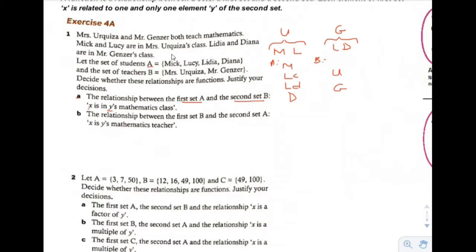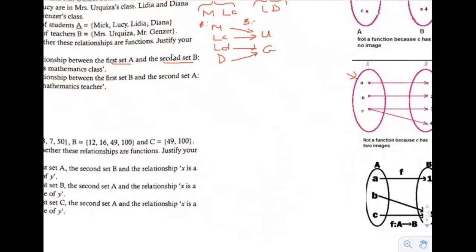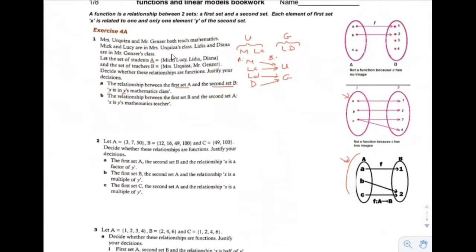So Mick and Lucy are in Mrs. Urquiza's class, and Lydia and Diana are in Mr. Genzer's class. So it looks like this function here, or this relationship, which is a function. So yes, this is a function.